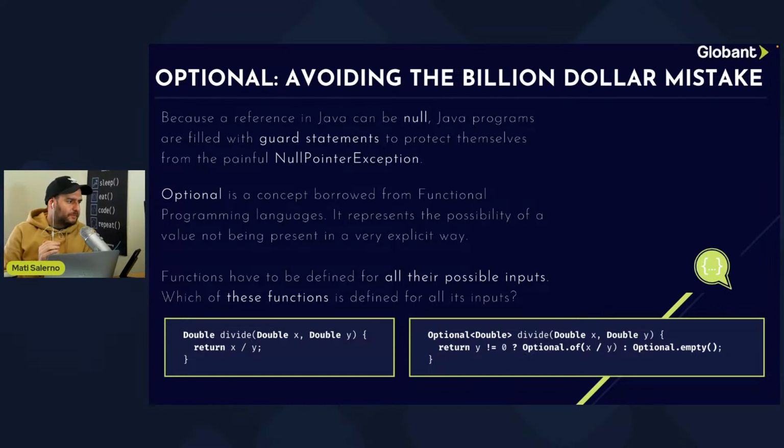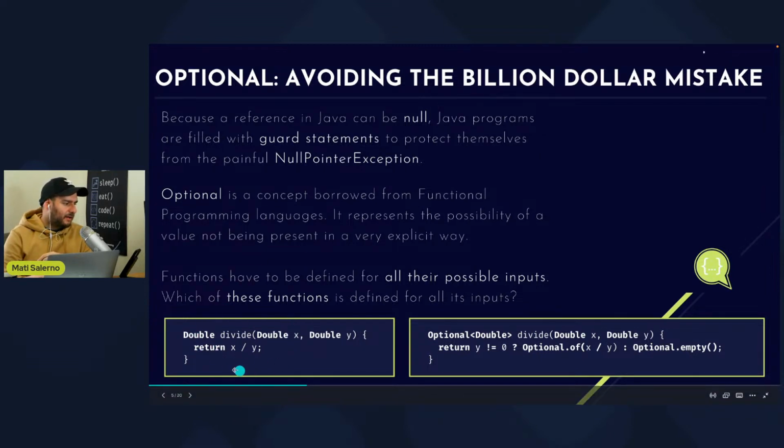So optional is a concept that we borrow from functional programming languages, and it represents the possibility of a value not being there. Okay, and why do we have this? In functional programming, one of the things that we always try to do is define functions for all its inputs, right? So let's look briefly at this function that we have right here.